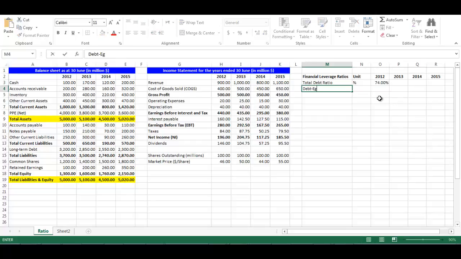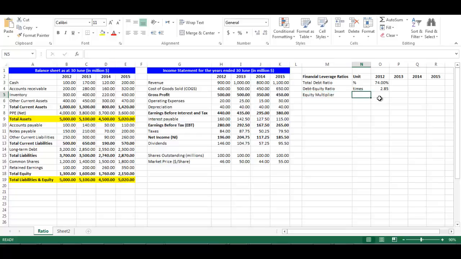Write debt to equity ratio in cell M4. Debt to equity ratio is total debt divided by total equity. Its unit is times. In cell O4, write equal. Choose cell B15 divided by cell B18. Press Enter.